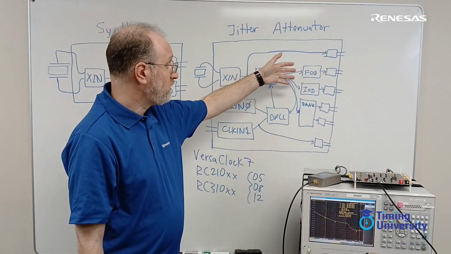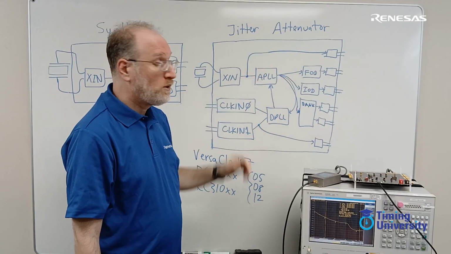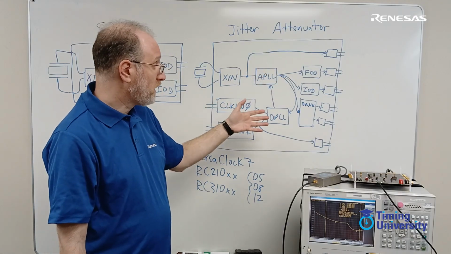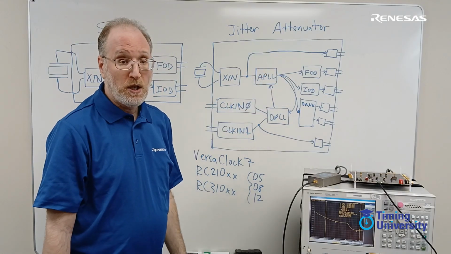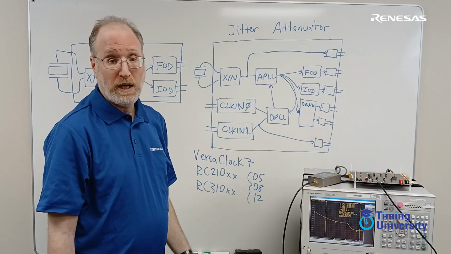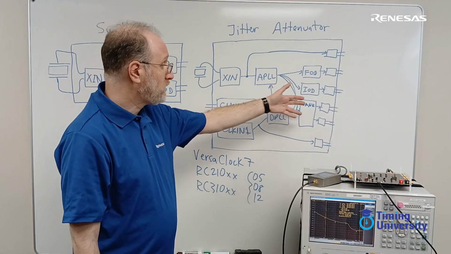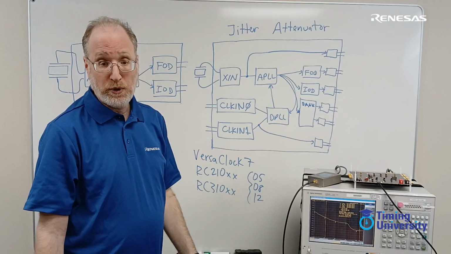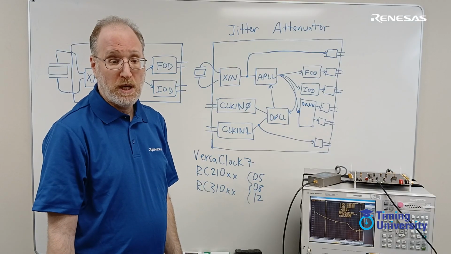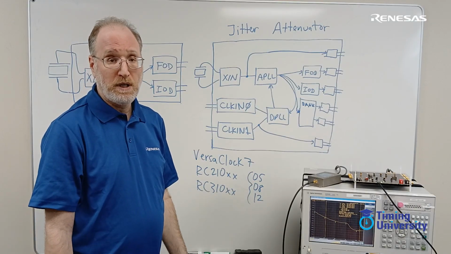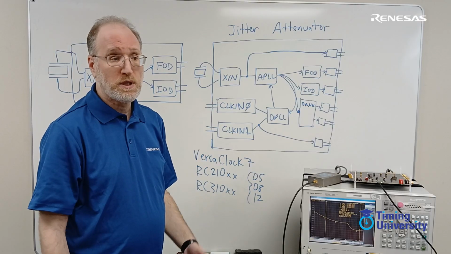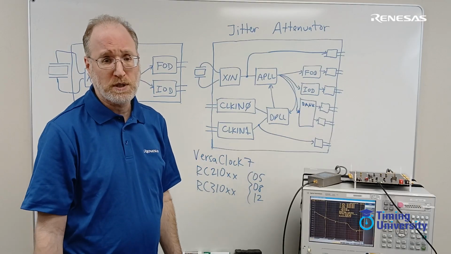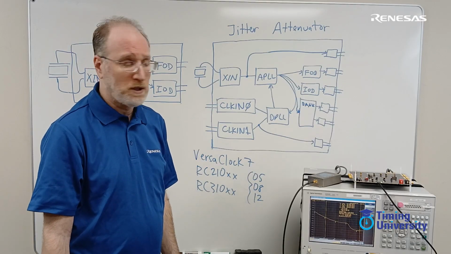Again, a jitter attenuator can go to an FOD or IOD, but I'm introducing another concept here called a bank, where you have a single divider, an FOD or an IOD, going to multiple outputs. These outputs will have to be at the same frequency, but typically you'll have a number of clocks at the same frequency, whether it's 100 megs or 156.25, depending on the application.